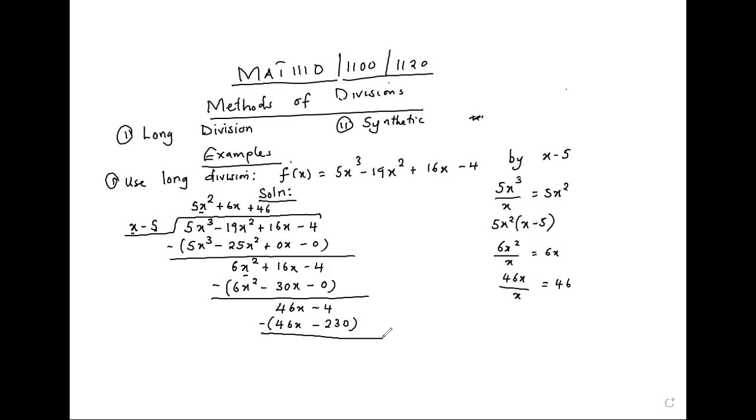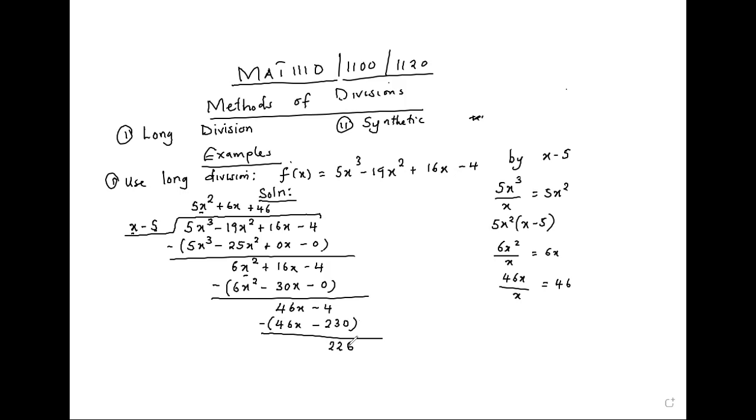46x minus 46x, that is 0. Negative 4 minus 230, that becomes negative 4 plus 230. So it's like 230 minus 4, we get to what? 226. Now this guy doesn't have x.